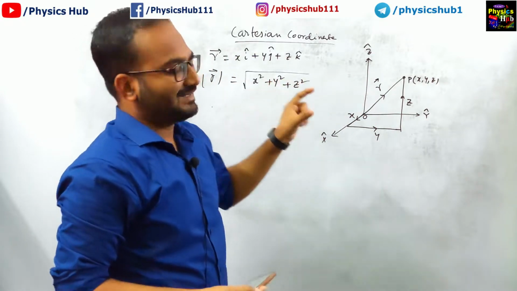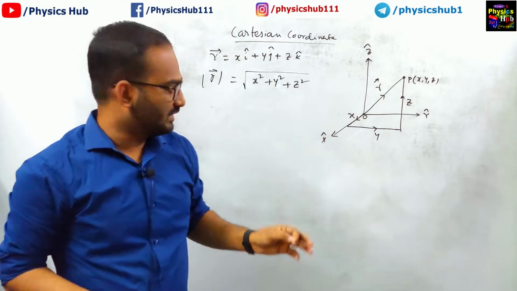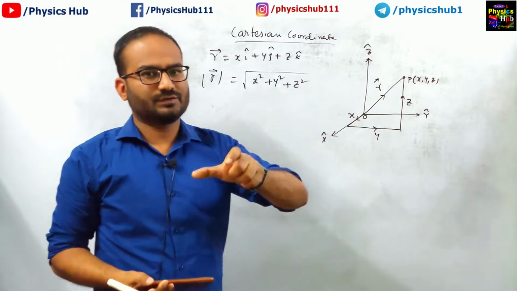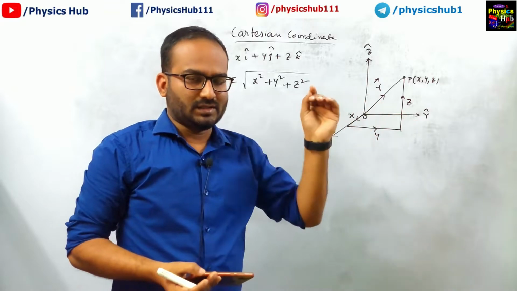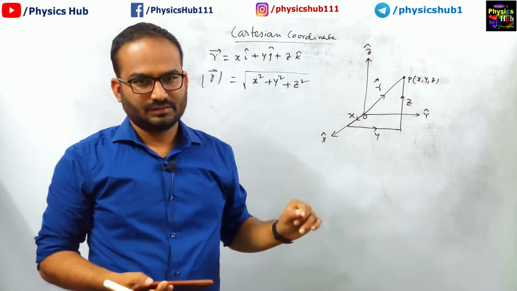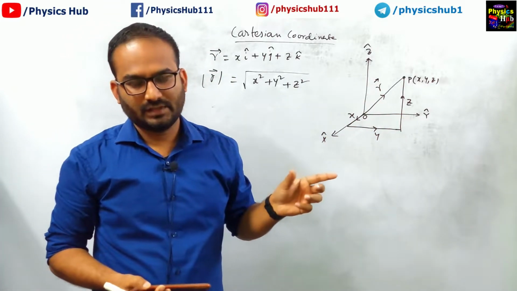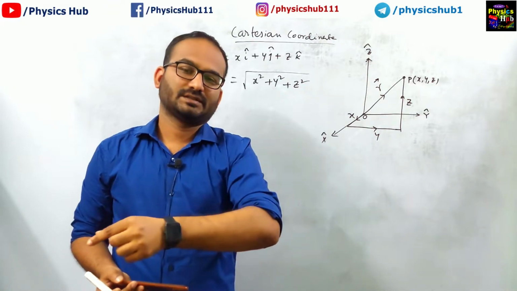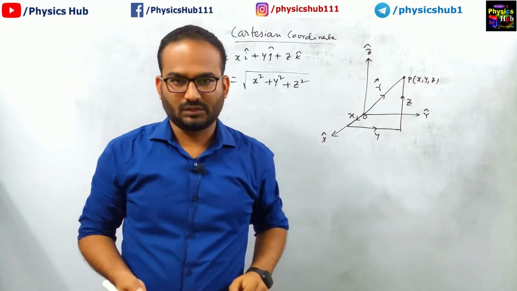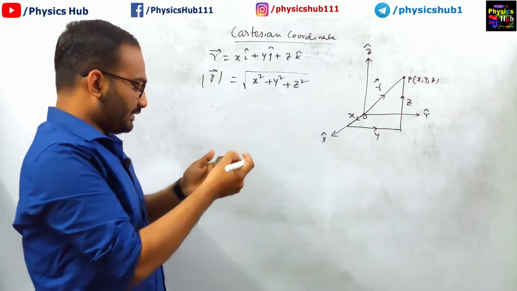If you take the distance between two arbitrary points, then you have to take the subtraction between the coordinates. Let us say the arbitrary point is a, b, c. Then what you are going to do is x minus a whole square plus y minus b whole square plus z minus c whole square, and overall root. Okay, so this is the magnitude.